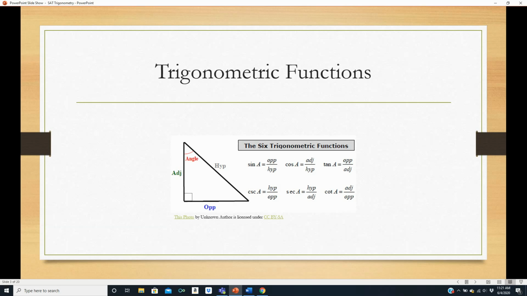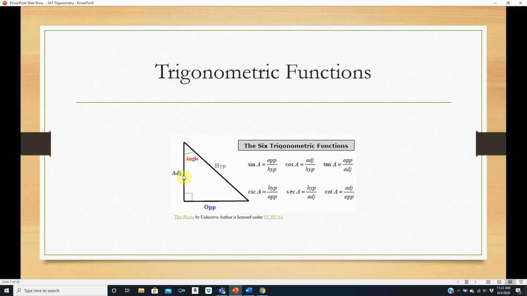The trigonometric functions. There are 6 trigonometric functions, but you only really need to know 3 for the SAT. Those, of course, are sine, cosine, and tangent. So sine of A is going to be the opposite over the hypotenuse. This is angle A here in red. The opposite is this side here, and you divide that by the hypotenuse, which is always the longest side of a right triangle. That gives you sine A. So you just divide this by this. Done.